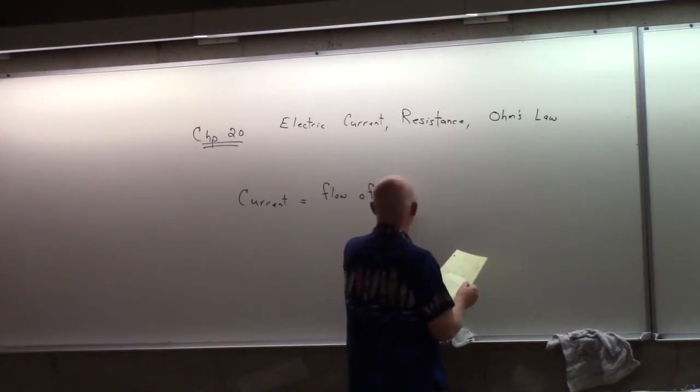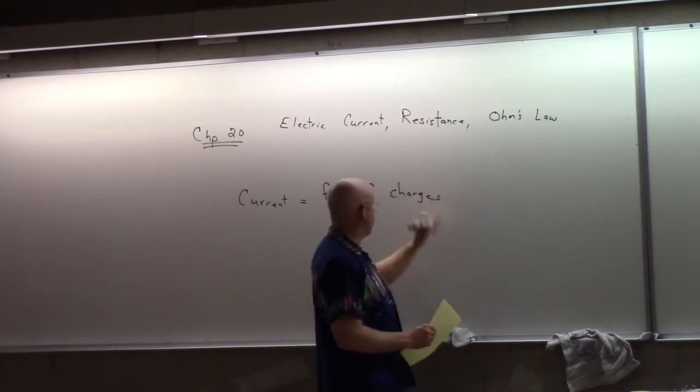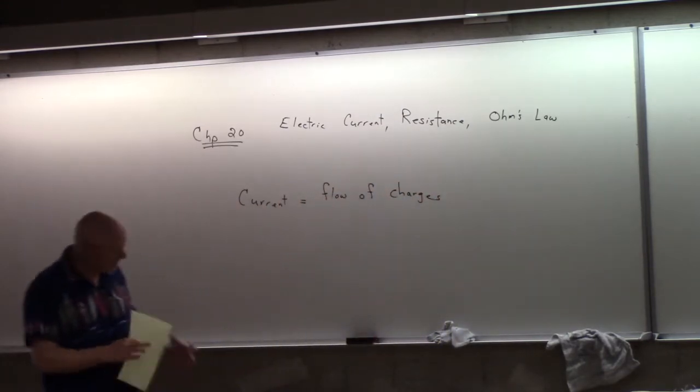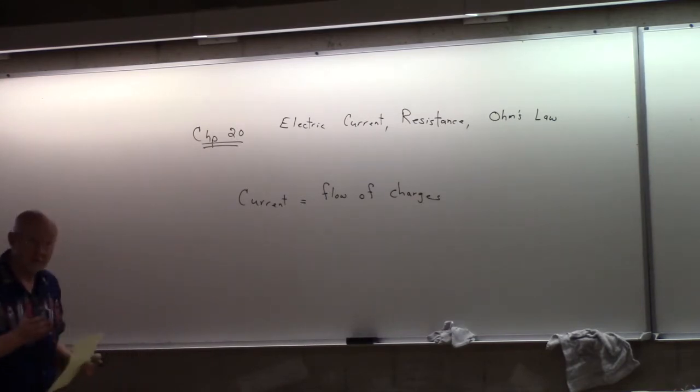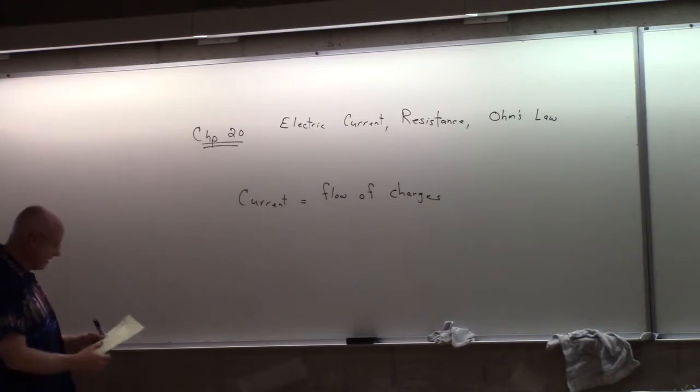And so here's kind of my first definition. What is current? It is the flow of charges. And again, maybe I should say electrical charges, but I'll just drop the name. I hope it's self-obvious. We're talking about electrical charges. We're talking about electrical current. And so this is this movement of charge.